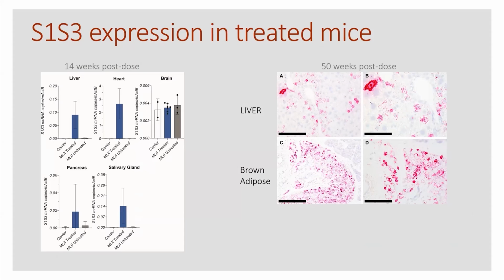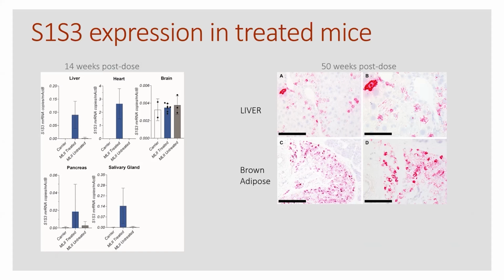There's a good amount in liver. Pancreas and salivary gland had some. Brain levels were basically the same as carrier or untreated mice. So even with AAV9 administered intravenously, we saw very low expression in the brain of these mice.